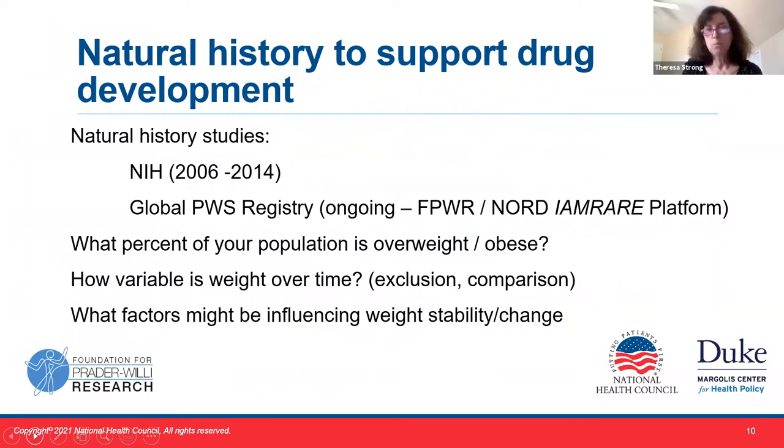So we know that developing a strong natural history, a strong understanding of how a disease progresses, is really important to support any drug development. And we've been fortunate in PWS to have a couple of really strong studies. There was an NIH-funded rare disease consortium natural history study of PWS that ran for about 8 years, and that gave us a lot of insights into how the disorder develops. And we currently have a global PWS registry with about 2,000 participants, and we're gathering data on natural history, on patient-centered outcomes and potential endpoints through that as well.